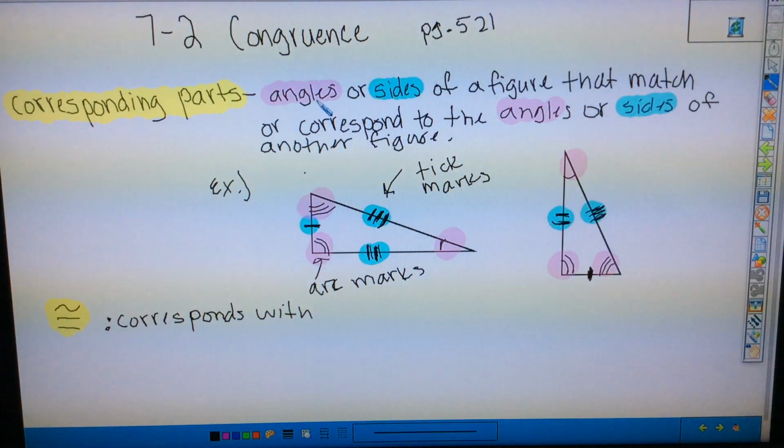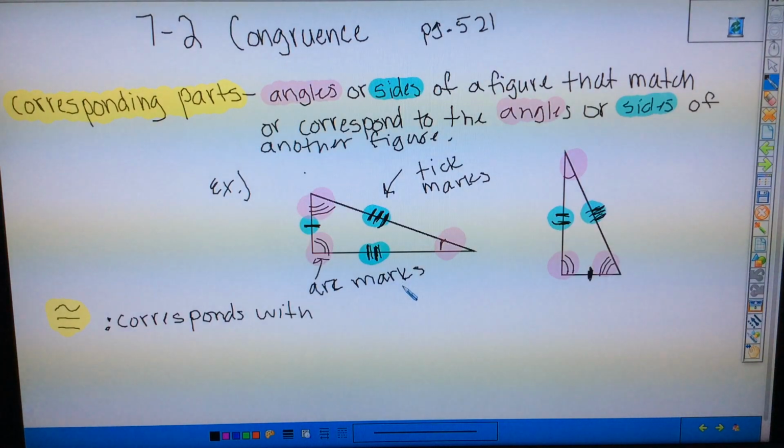Corresponding parts refers to the angles or sides of a figure that match or correspond to the angles or sides of another figure. So I have two right triangles here. They are the same shape, they are the same size, they are oriented differently. However, they are congruent because they are the same shape and same size. You'll see that I have highlighted the side lengths in blue and the angles in pink.